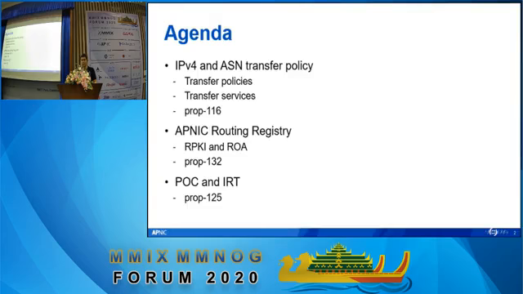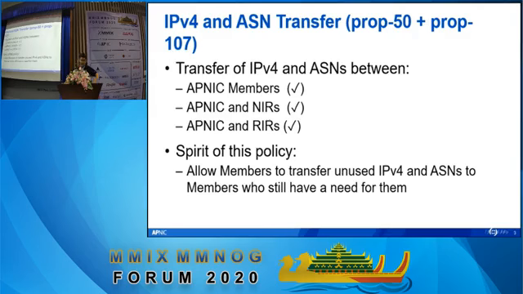So in today's presentation, I'm going to talk to you on three main areas. The first one being IPv4 and AS number transfer policy. And then I'm going to talk to you about APNIC routing registry, which involves RPKI and ROA. And I'm also going to talk to you about the recent policy changes to the IRT context. So let's start with IPv4 and AS number transfer policy.